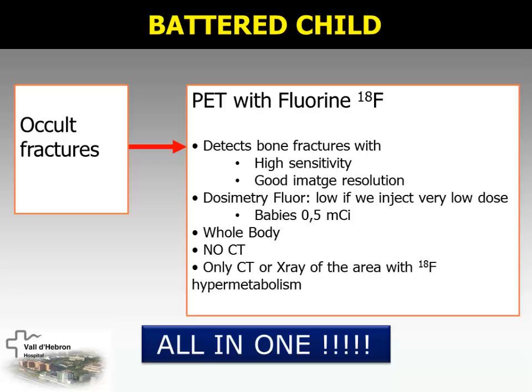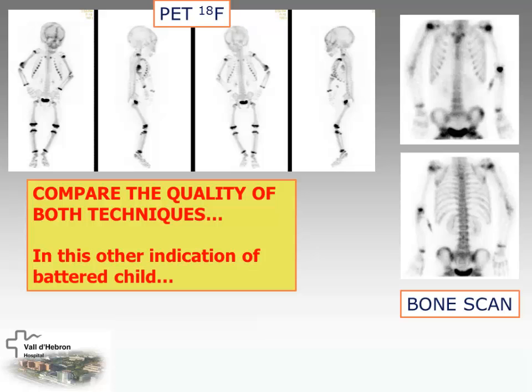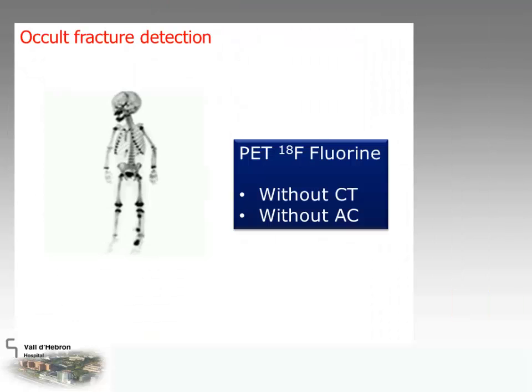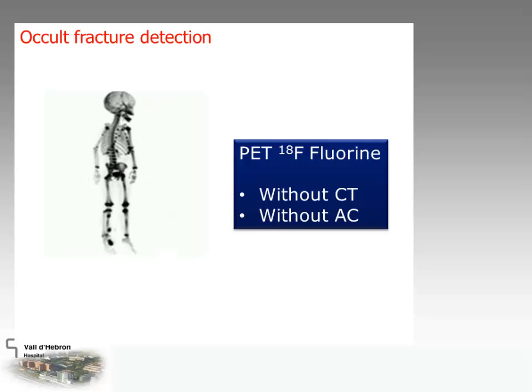And compare the quality. This is the image performed with half a millicurie of fluorine. And here, this is an old scan in an older boy, excuse me. Compare the quality of the images. This is performed with several millicuries. This is performed with just half a millicurie and 3 minutes per bed on the scan. Look at this MIP image. You can see easily the extent of the fractures in this battered child with multiple fractures in all the body and in the skull. And this has been obtained without CT and without attenuation correction.